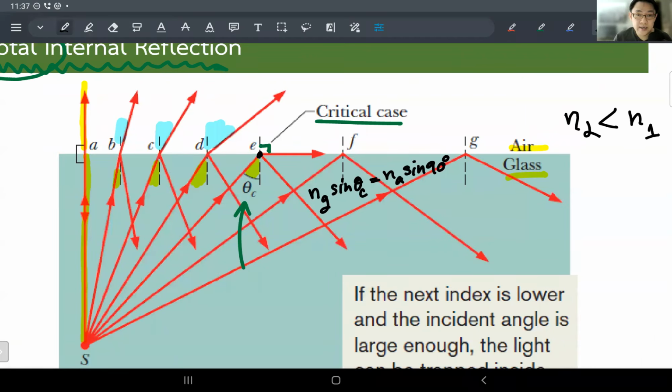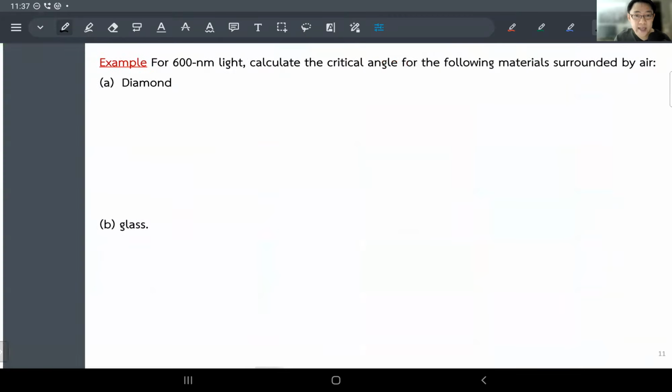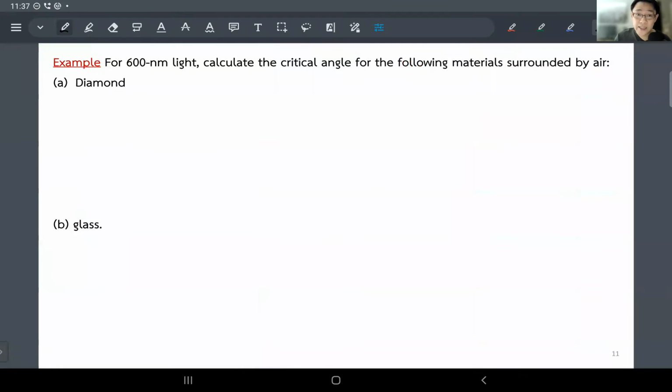It doesn't make sense. It has to be one material against the other material. So the other example that you probably will be able to relate to is this exercise right here. Let's say calculate the critical angle for the following material surrounded by air. So you pair with the air. So that means I can do this. Diamond-air critical angle. How can you calculate that?